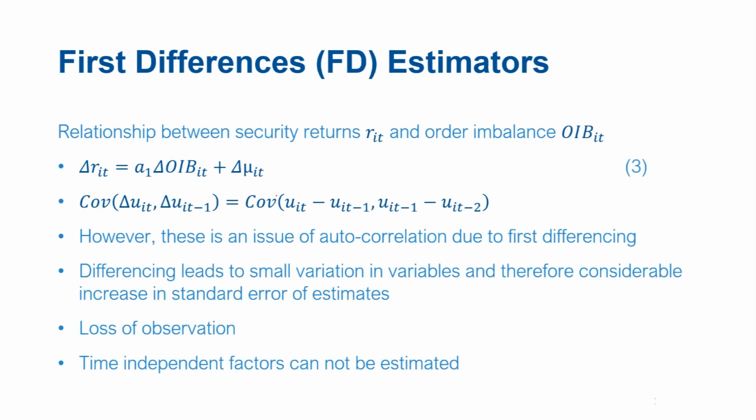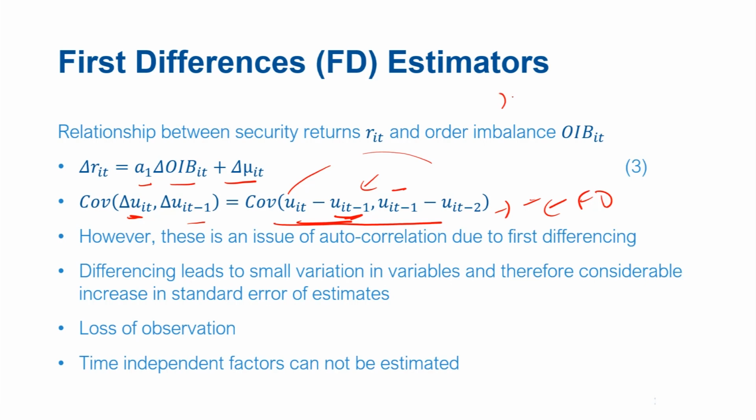Now let us see what the issues are with this kind of first difference estimator. Once you have this model, which is the change in returns as a function of the change in OIB, where the coefficient is A1 plus the error terms delta mu, you artificially introduce correlation in error terms. For example, the change in error terms at t and the change in error terms at t minus 1 have a common term, which is mu i,t minus 1. So there is some correlation, even though the original errors may not have any, driven by this first differencing process. The FD transformation will lead to some serial correlation in errors.